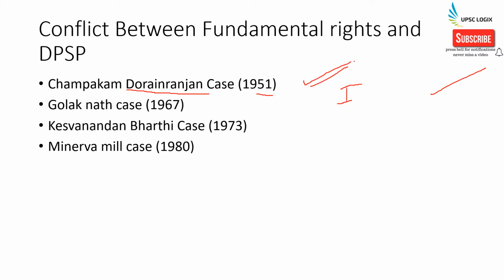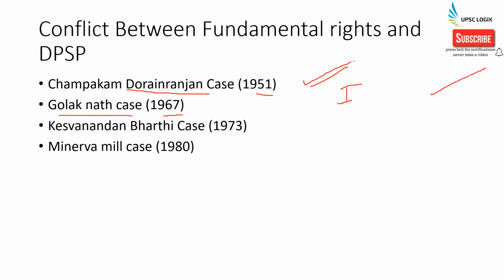And this situation completely changed in the Golaknath case in 1967. In this case, the Supreme Court ruled that the Parliament cannot take away or abridge any of the fundamental rights. So they said that the fundamental rights were sacrosanct in nature and they could not be amended for the implementation of the directive principles.